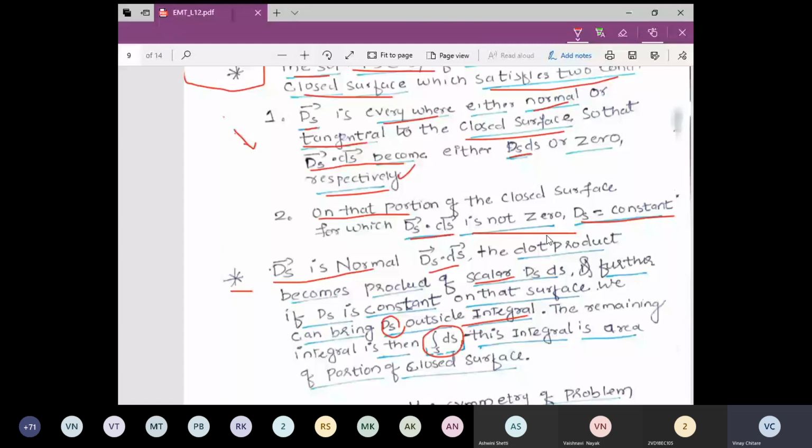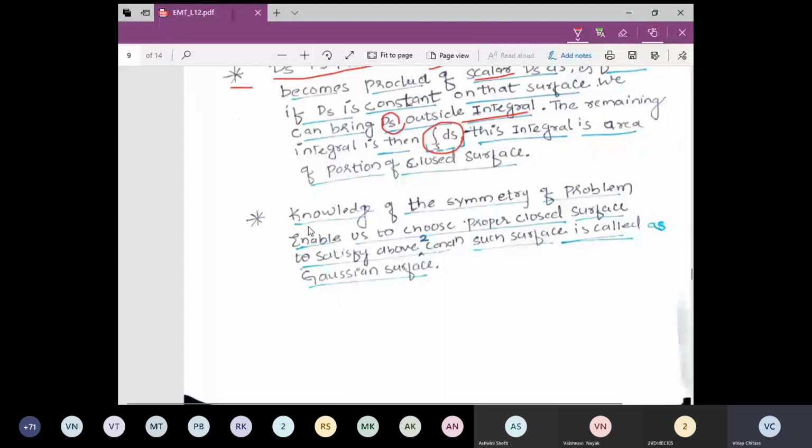Okay. Next, we say that the knowledge of the symmetry of the problem enables us to choose a proper closed surface to satisfy the above two conditions. And such surfaces, we call the Gaussian surface.